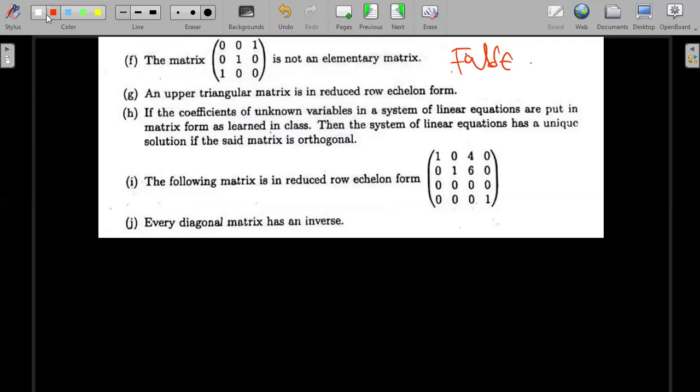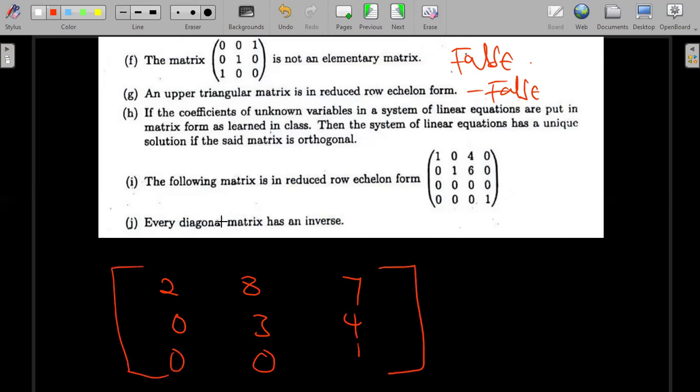All right, so G, they're saying an upper triangular matrix is in reduced row echelon form. So this is not true, you're going to say this is false. An upper triangular matrix means every entry below the main diagonal is zero. That's what an upper triangular matrix is. So for example, I can write 2, 8, 7, then 0, 3, 4, and then 0, 0, 1. So this matrix here is an upper triangular matrix.